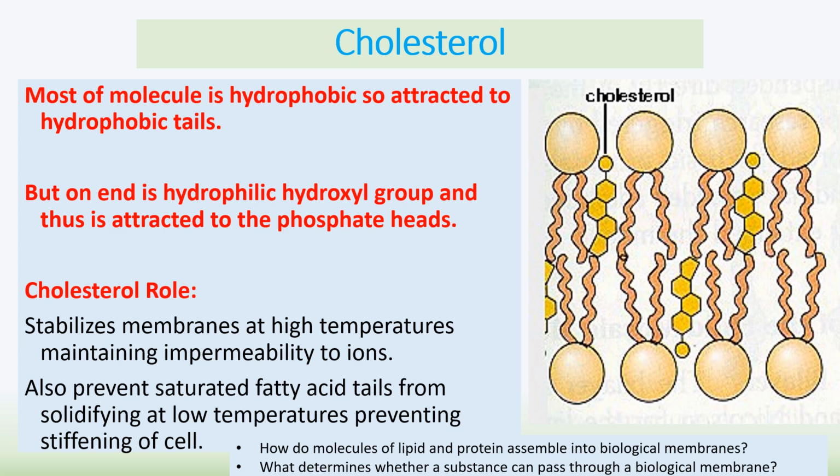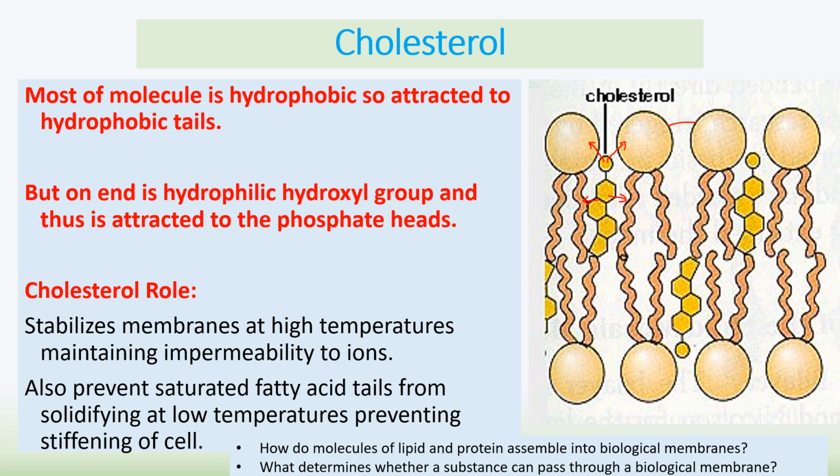Most of the molecule is hydrophobic, so hence it sits in the tails and it is attracted towards the hydrophobic tails of the phospholipid. But on the end, its hydroxyl group is attracted towards the phosphate head. So that bit is going to be pulled towards the phosphate head.